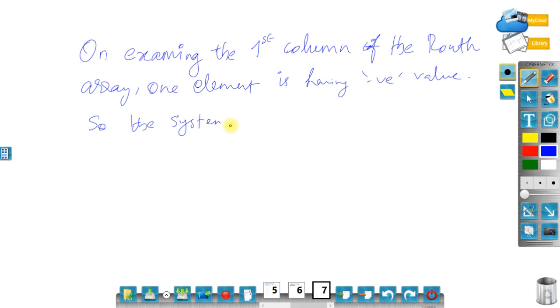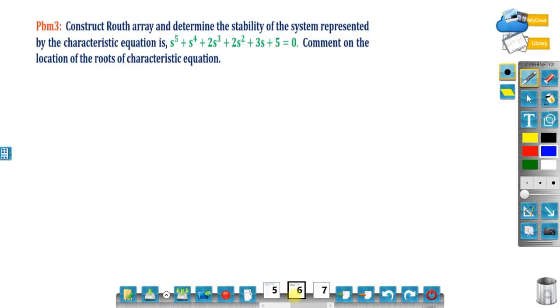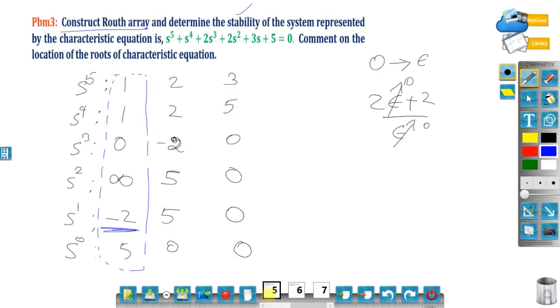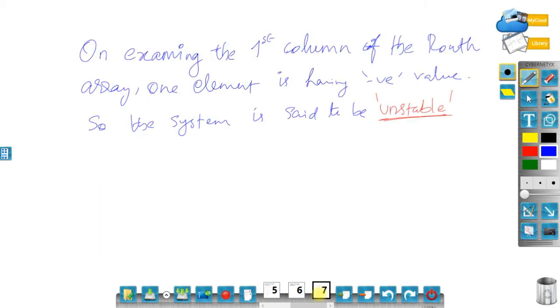Okay, so the system is said to be unstable. Right? This is the stability statement. Okay, according to the Routh array I have constructed, there is one negative entry, so the system is unstable. Okay, so this is the statement related to the stability.